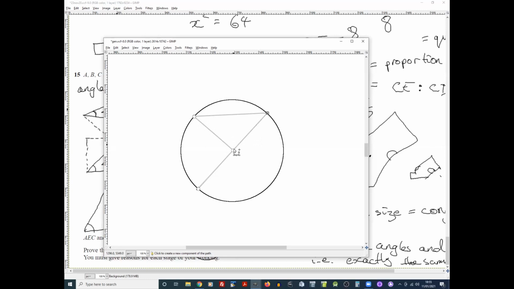And what else is special about this triangle? Doesn't it look a bit symmetrical? Yes, about that mirror line there? It does. So would that angle be 45 degrees? Yes, it could be. I mean, if it's hard to see, spend some time trying to see it.